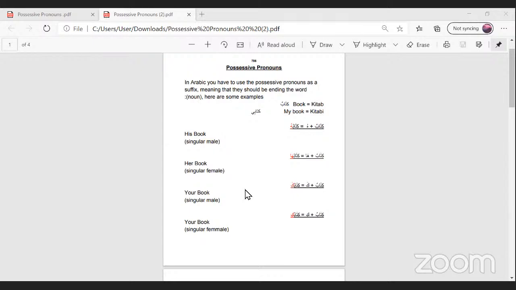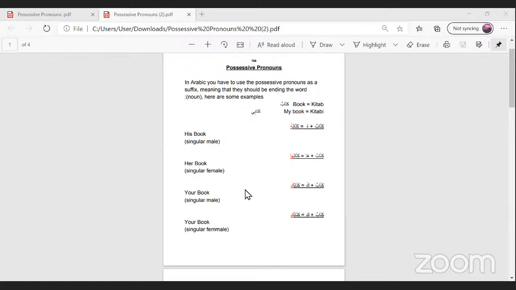For example, we have the word, let me get someone on the mic. Sister Samina, are you there? Yes, I'm here. Bismillah. Can you read what it says about possessive pronouns? Bismillahirrahmanirrahim. In Arabic, you have to use the possessive pronouns as a suffix, meaning that they should be ending the word noun. Here are some examples.